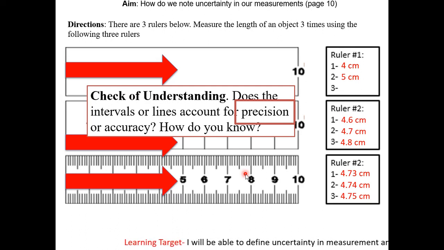If you have a real ruler, you notice that the ruler I put on your packet does not line up, okay? So these rulers are inaccurate, okay? If you have a real ruler, okay? So the lines of an instrument, the intervals, only account for precision, not accuracy. So the more digits you have, the more precise your measurement is, okay?